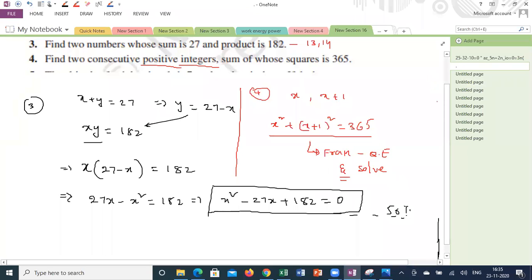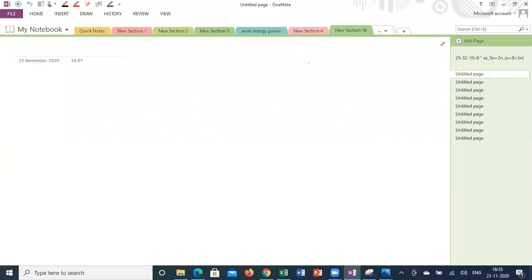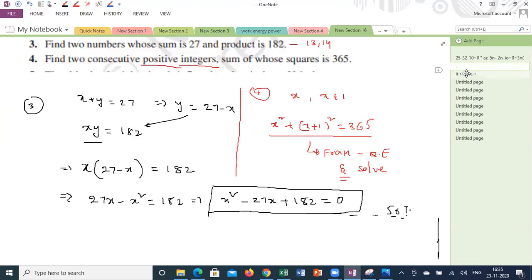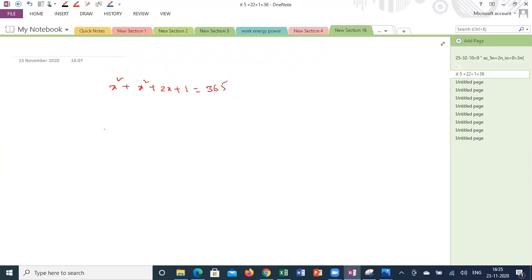Anyone got the fourth one answer? Yes, sir. x square plus 2x plus 1 will be equal to 365. 2x square plus 2x minus 364 is equal to 0. x square plus x minus 182 is equal to 0. Same. x square plus 14x minus 13x minus 182 is equal to 0. Check this splitting. Am I right or wrong?